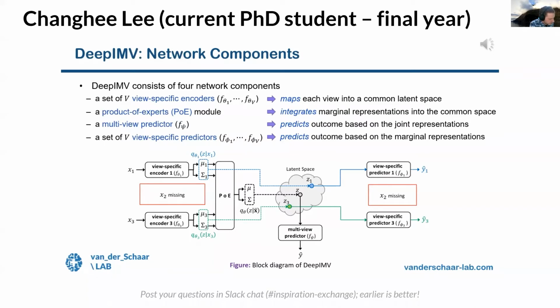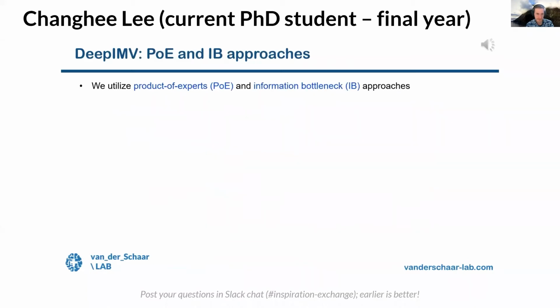The third component is a multi-view predictor, which provides outcome predictions based on the joint representations. The last component is a set of view-specific predictors. Each view-specific predictor provides outcome predictions based on the marginal representations determined by the corresponding view-specific encoder. To overcome the technical challenges introduced at the beginning of the presentation, we utilize product of experts and information bottleneck approaches.